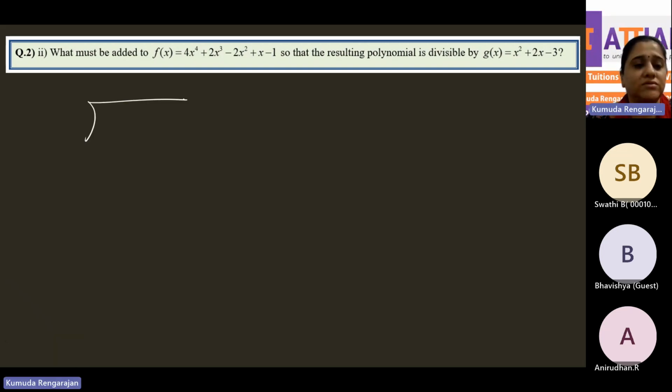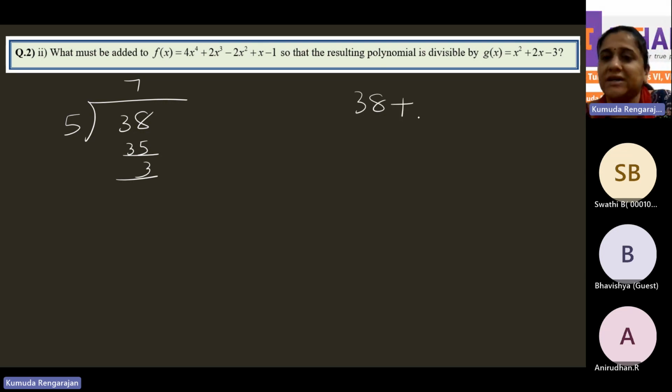Let's take a number first. Now, supposing you divide 38 by 5. 5 sevens are 35. What's the remainder? 3. Now, 38 is not divisible by 5. What should be added to 38 so that the resulting number is divisible by 5 is the question.